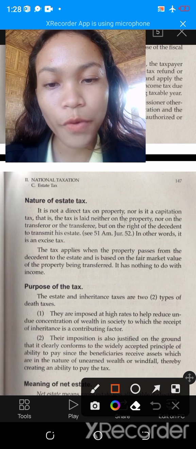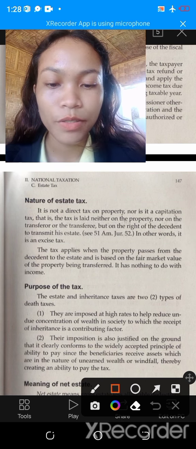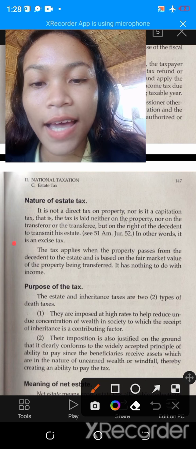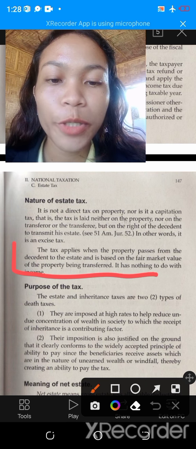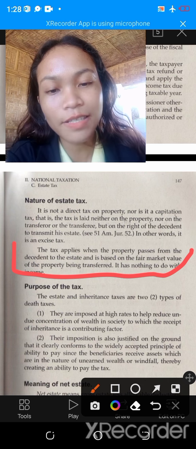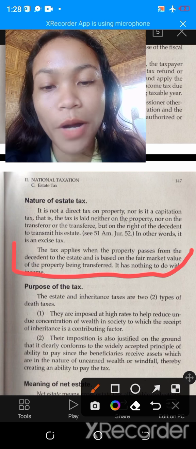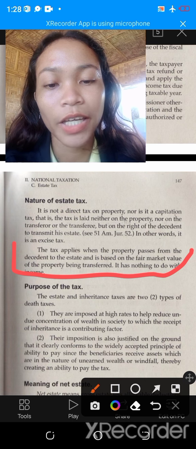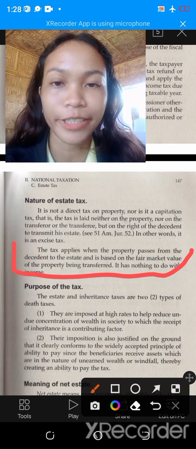The tax applies when the property passes from the decedent to the estate and is based on the fair market value of the property being transferred. It has nothing to do with income.